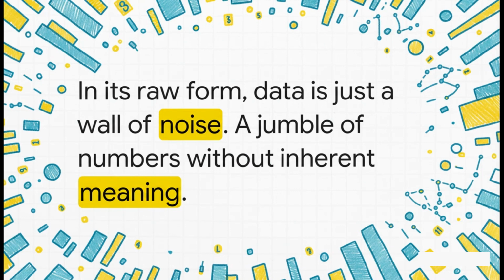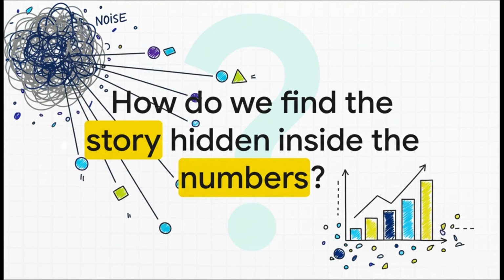I mean, just think about it. Every single day, we're bombarded with information. Stock prices, poll numbers, user data, you name it. And in its raw form, it's really just a wall of noise, a complete jumble of numbers that, on their own, don't mean a thing. So that's the big question, right? How do we go from that total chaos to a clear, understandable story? Well, in this explainer, we're going to walk through the essential methods that let us bring some order to that chaos and find the real signal hiding in all that noise.